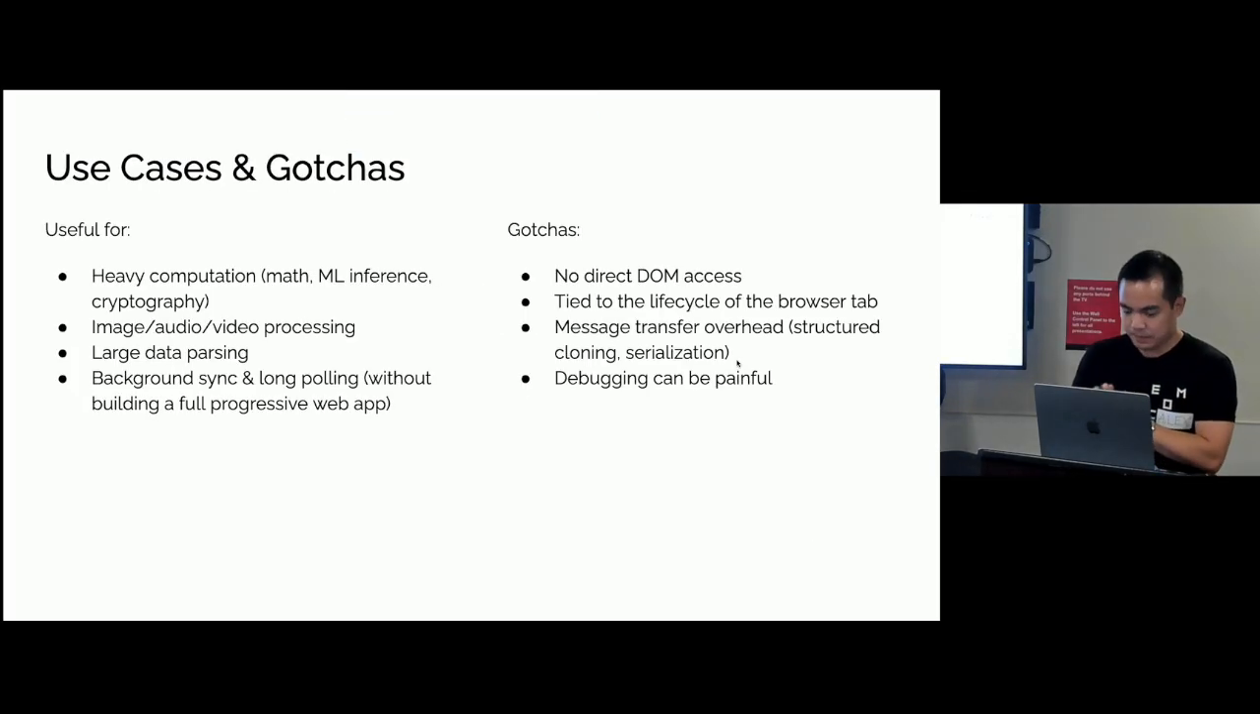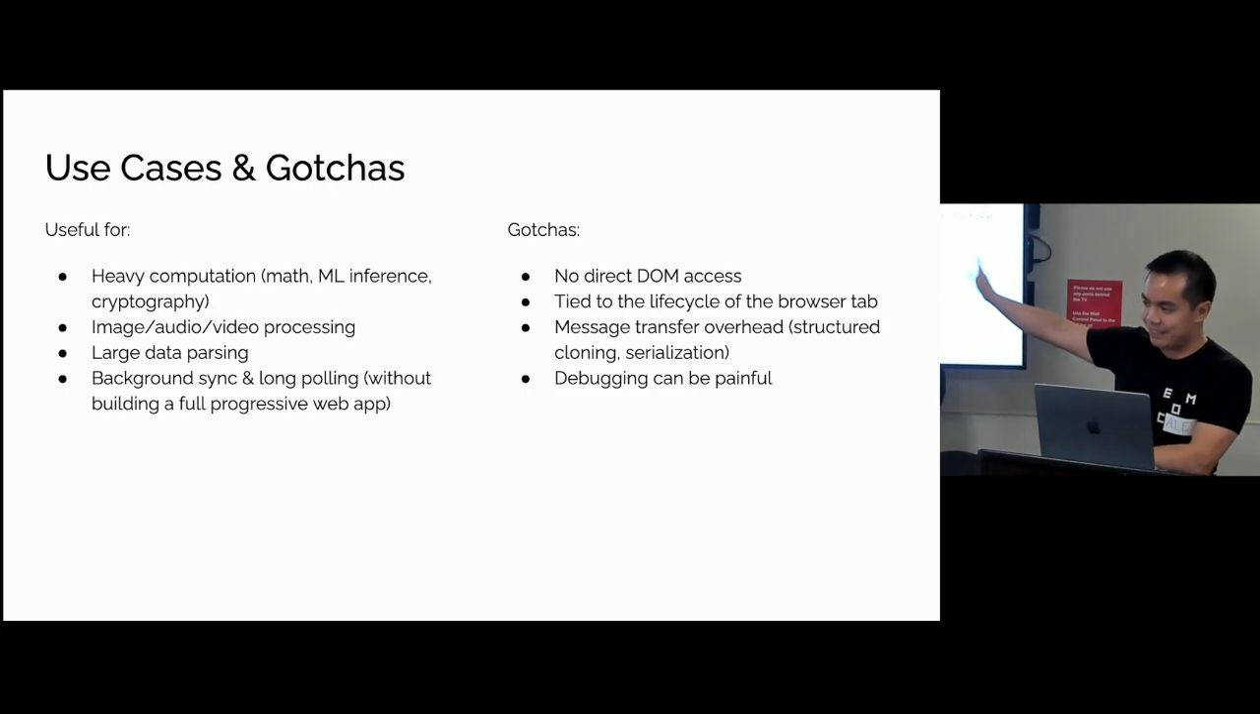All right, so use cases. When should you use workers? When you're doing some heavy computation, like crypto, math, inference, the Monte Carlo simulation thing that I'm doing, image, audio, video processing, or some large data parsing. I also put at the bottom background sync and long polling, but if you're getting into that area, you should probably just use a service worker because you probably want a progressive web app.